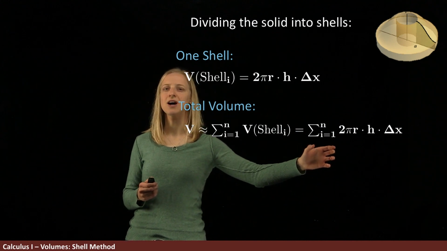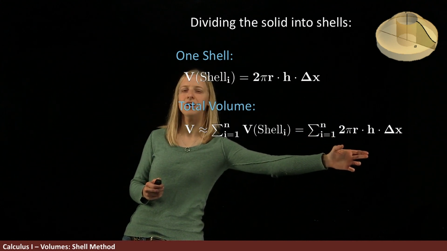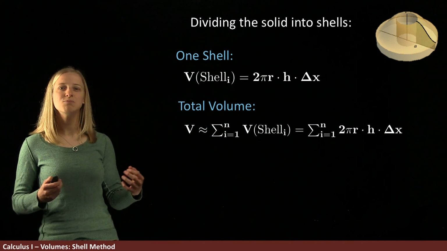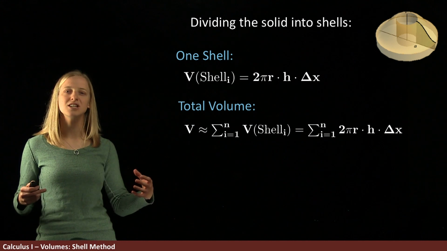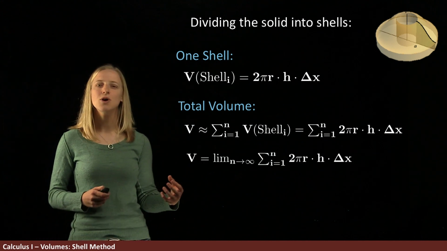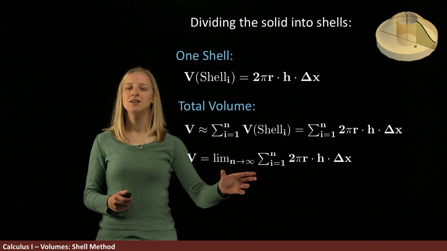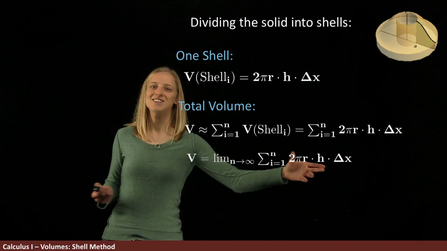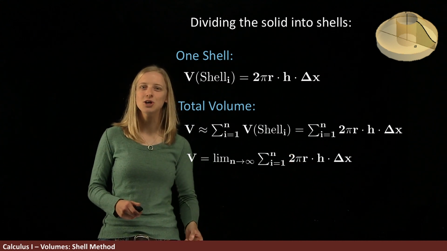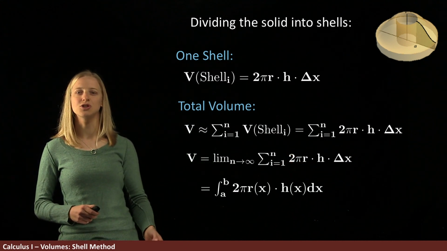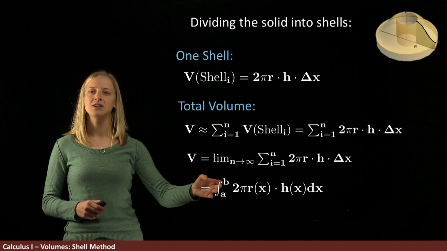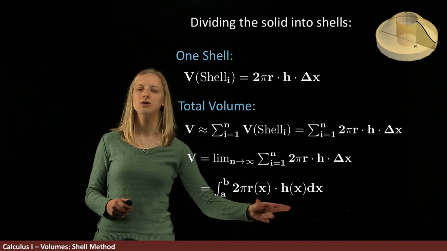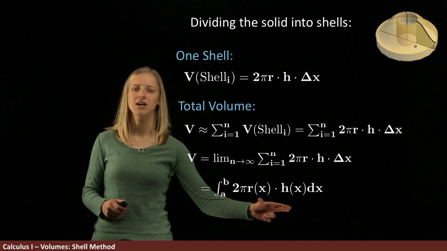So we have the summation from i equals 1 to n of 2 pi r h delta x. And again, just like we did with Riemann sums, to get a better approximation, we're going to increase that number of shells to infinity. So our volume is going to be now the limit of that summation of all of these volumes. And as you know, us mathematicians are lazy, so we represent that using the integral. So we have the integral from a to b of 2 pi r(x) h(x) dx, where your radius and your height depend on that x.